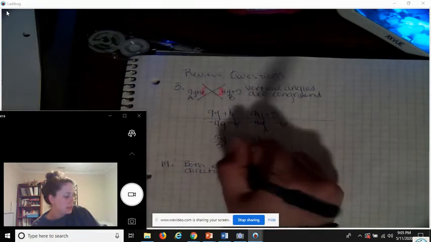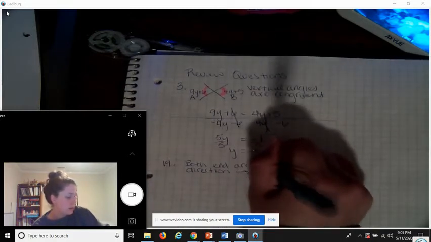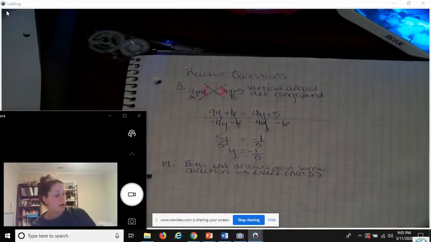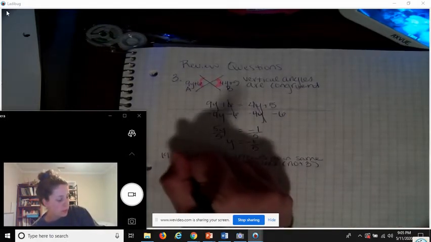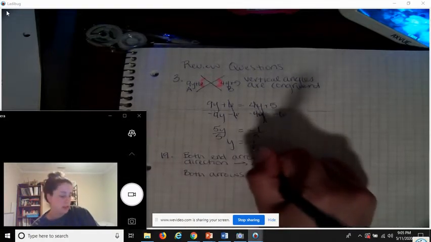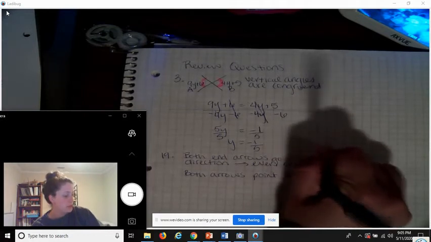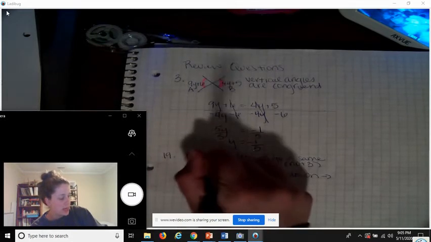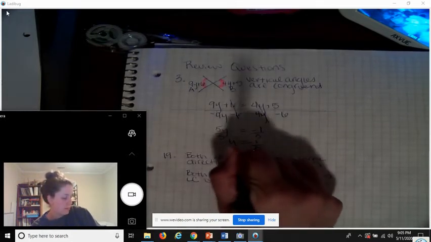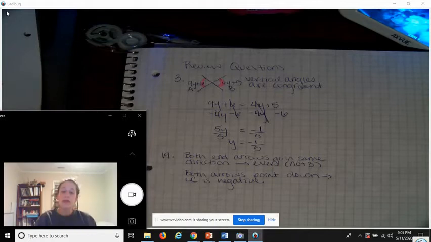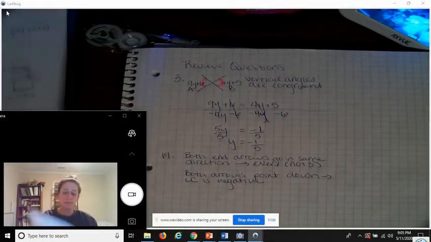Which means that it's even, so not 3. And then also both arrows point down, which means that my leading coefficient is negative. Okay, so that's those two. That one is a review from Unit 3. The next one is 32.